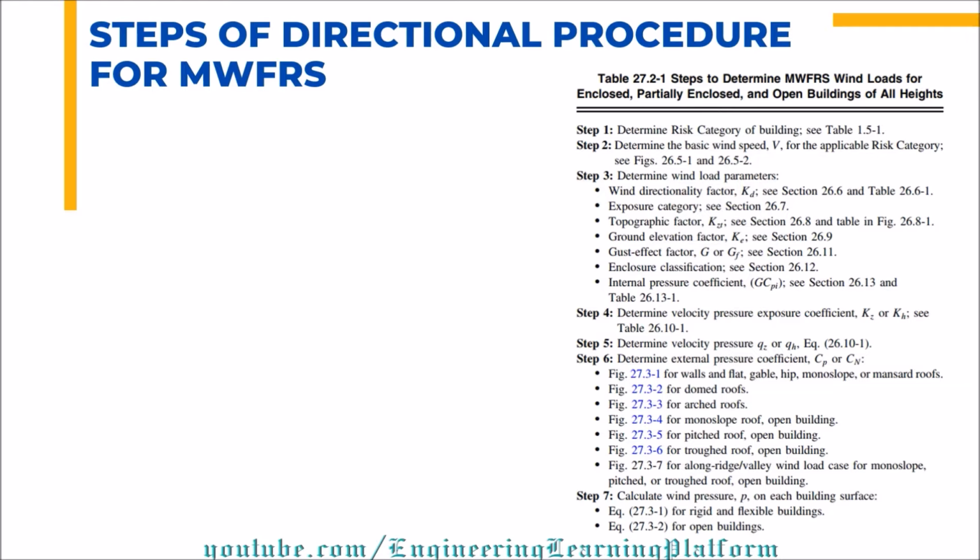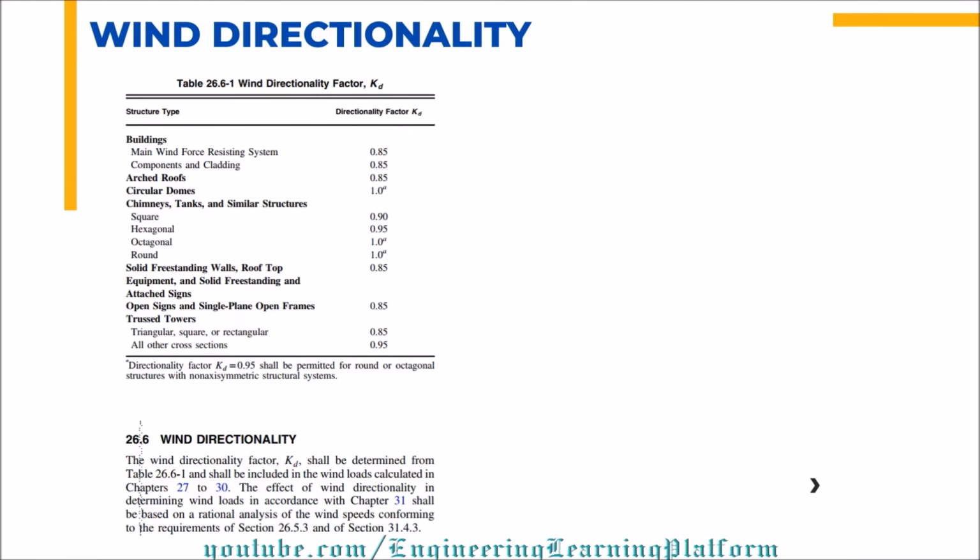Now if I talk about wind load parameters, the very first parameter is the wind directionality factor. So let's go and see what we mean by wind directionality factor. It can be determined from Table 26.6-1 of ASCE 7-16, and based on your structure type, you are going to select this wind directionality factor. I will be coming back to this when we look at our structure for which we will be calculating the wind pressure. So based on structure type, you select the wind directionality factor.